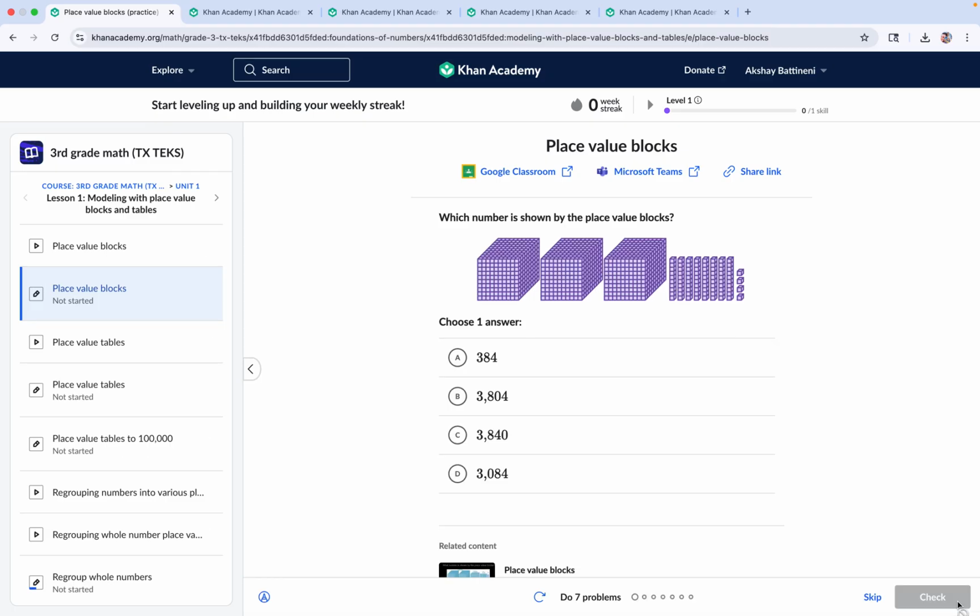Okay, so it's asking what number is shown by the place value blocks. As you can see, there are... okay, first I'm going to give y'all some time to do it, so why don't you pause the video, try doing it, and then I'm going to go through it with you.